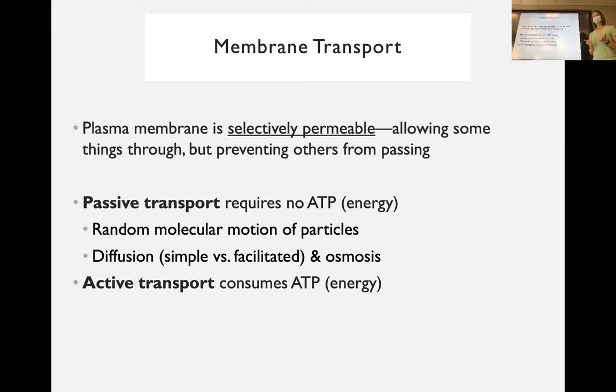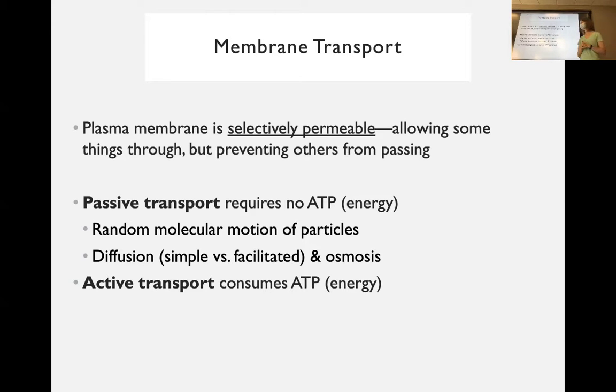And they can move things across them in one of two ways, either using energy or passively, not using energy. So passive transport is the kind that does not require any energy. And I know I mentioned ATP before, but just a reminder, ATP is the cell's energy. So when you see ATP, think energy. There will be ATP like lightning bolts on some of these slides when energy is needed.